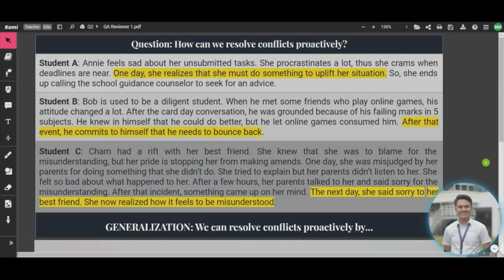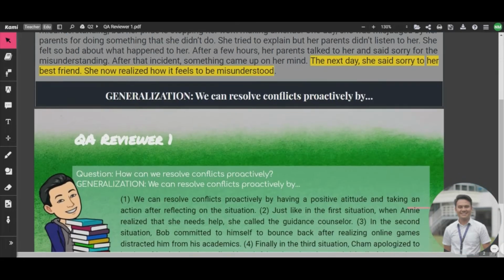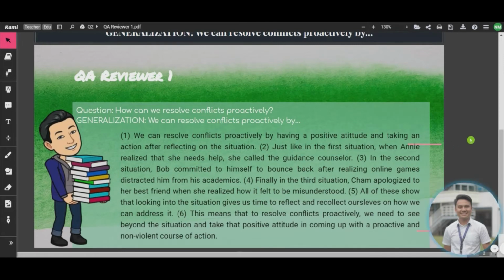Now it's time for us to write our generalization based on the given question. We can use the prompt, we can resolve conflicts proactively by. So here is the sample answer. As you can see, there are 6 sentences used in answering the generalization question. Sentence number 1 is the claim.